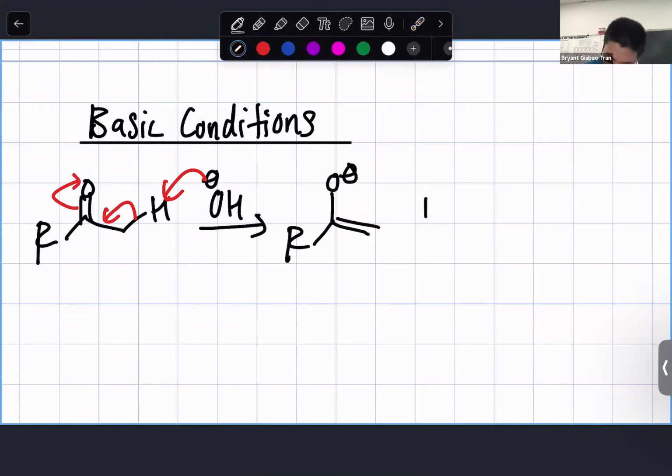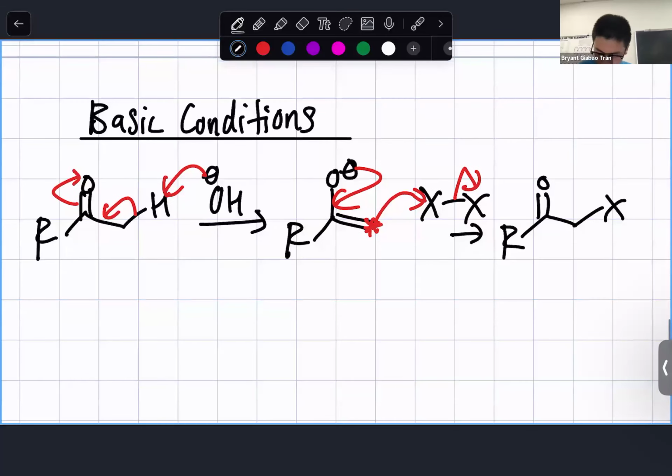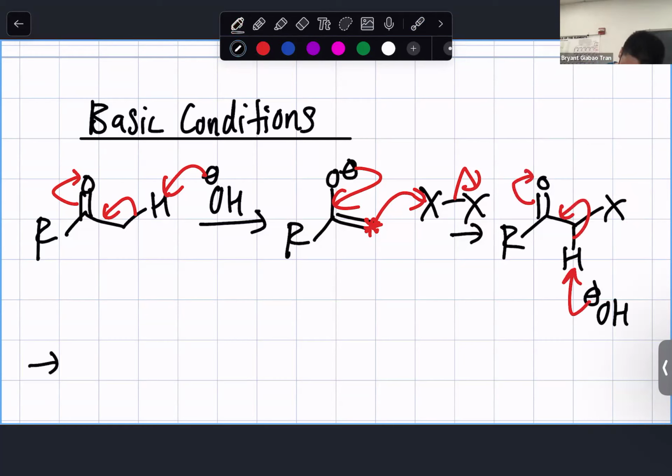The next step is that this alpha carbon is going to attack the X2. As we reform the carbonyl, this carbon here is going to have a negative charge in the resonance structure, which is going to attack that X and then kick out the other X. Okay. That gives us this halogenated alpha carbon, right, the alpha carbon there. The next step here is to now deprotonate the second alpha hydrogen using the strong base that we are given to form another enolate ion. Right. Once we do that, we get this enolate ion here.